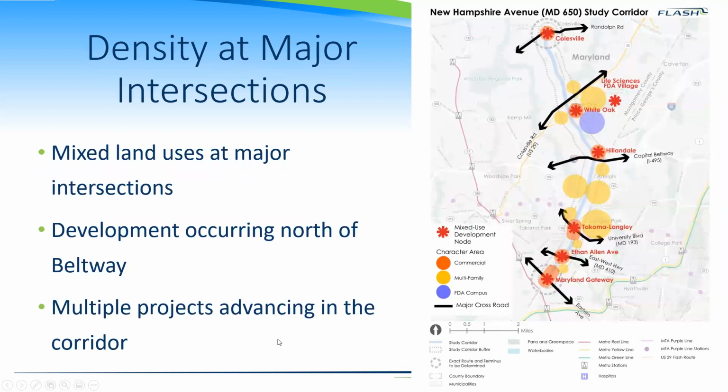There's density in this corridor at the major intersections. So density of land use, so where there's taller buildings, where there's more intense land use, where there's more things to do, more shopping centers, focused at major intersections. Those land uses are often mixed, meaning that you've got commercial and residential in similar locations where they can interact. There's also development occurring north of the Beltway, specifically at Hillandale Gateway, at FDA, planned at FDA, in the White Oak area, as well as Viva White Oak. And there are multiple other public projects being advanced in the corridor, specifically the Purple Line and bicycle and pedestrian facilities in the City of Takoma Park.